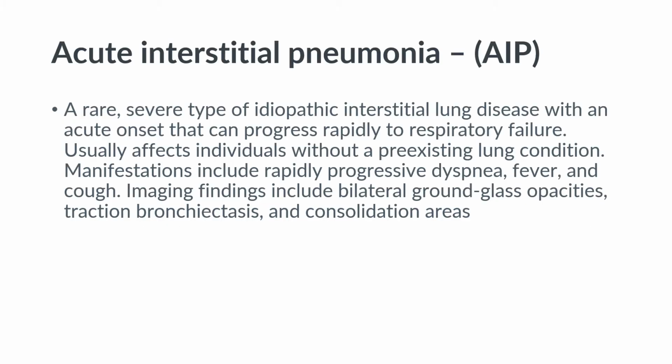About acute interstitial pneumonia, a rare, severe type of idiopathic interstitial lung disease with an acute onset that can progress rapidly to respiratory failure. Usually affects individuals without a pre-existing lung condition. Manifestations include rapidly progressive dyspnea, fever, and cough. Imaging findings include bilateral ground glass opacities, traction bronchiectasis, and consolidation areas.